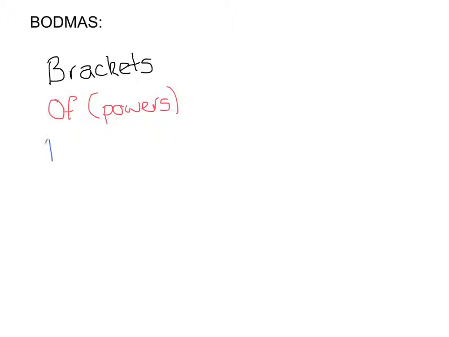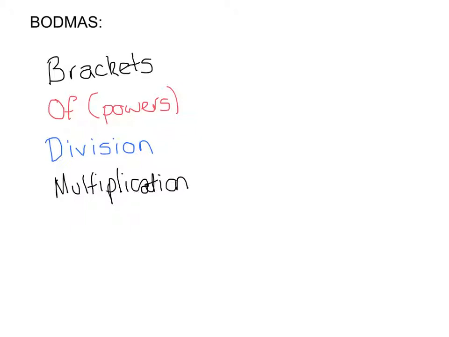D is division. M is multiplication. A is addition. And S is subtraction. And as long as we use BODMAS when we're doing our sums, then we'll always get the right answer. So let's look at a couple of examples using BODMAS.